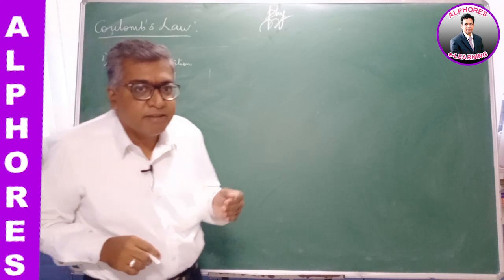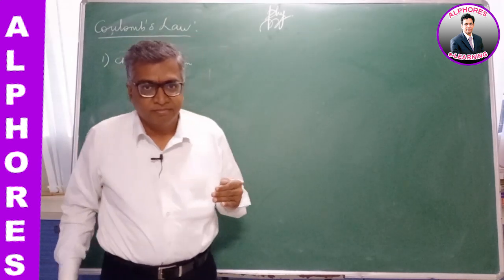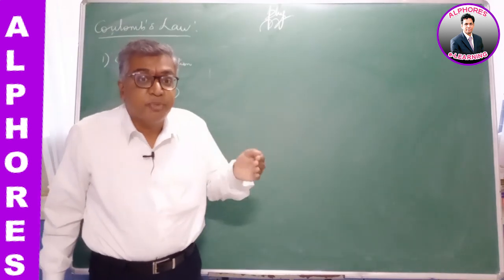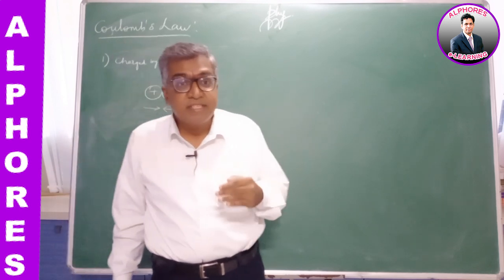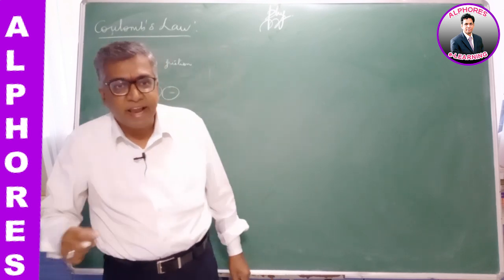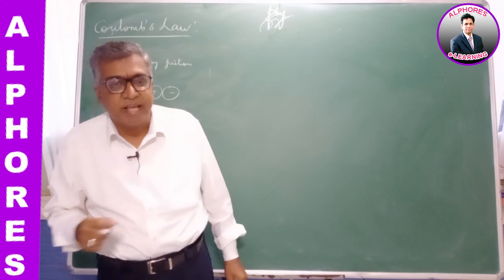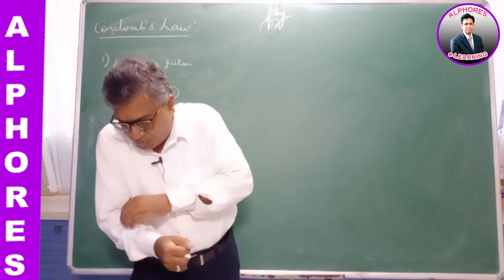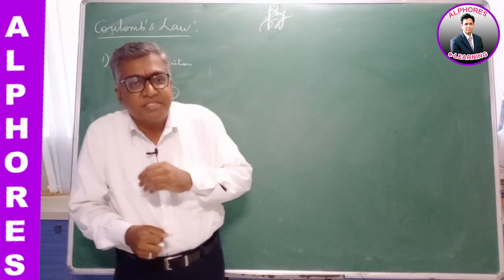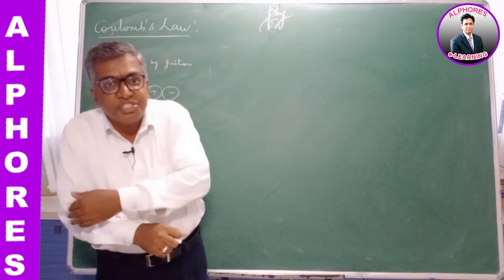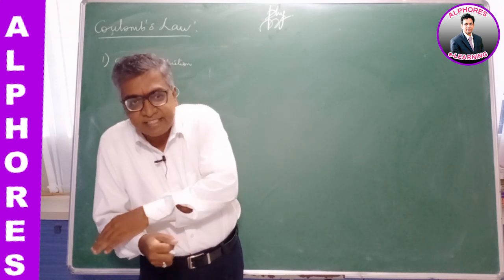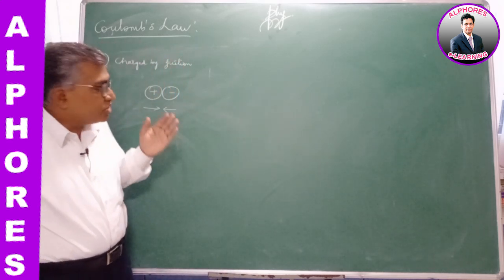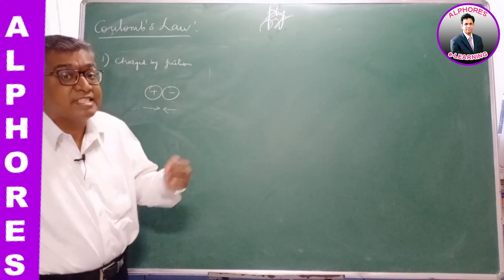So charging by friction leads to attraction. Charging by friction precedes attraction. A simple example: when you rub your hand on the handle of a plastic chair, you notice the hair getting attracted towards it. Rubbing the hand, friction, produces charge. Now the hair gets attracted towards the chair. So charging by friction precedes attraction.